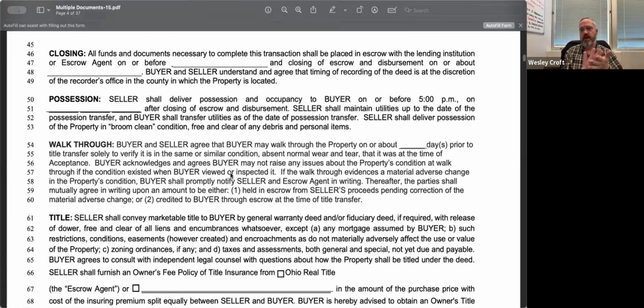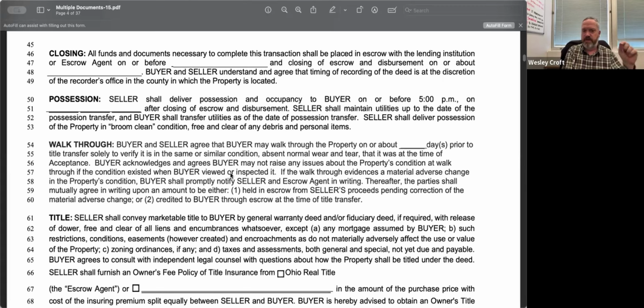So closing. This is very, very important. When we changed the contract a couple of years ago, the offer to purchase, we actually wrote this in because it was super important, because the wording used to be a little bit vague. Now it's very clear. Here's what it says.